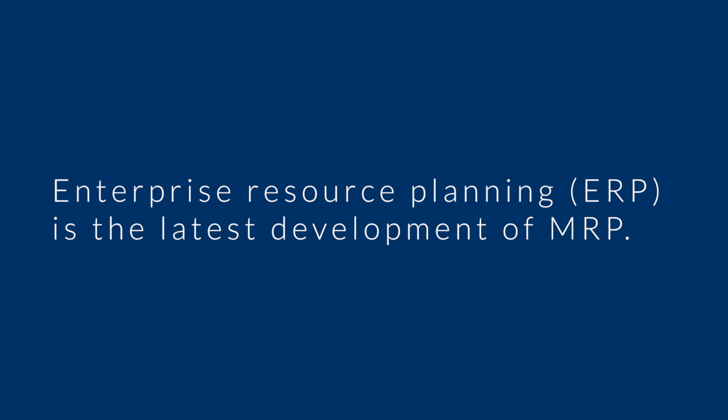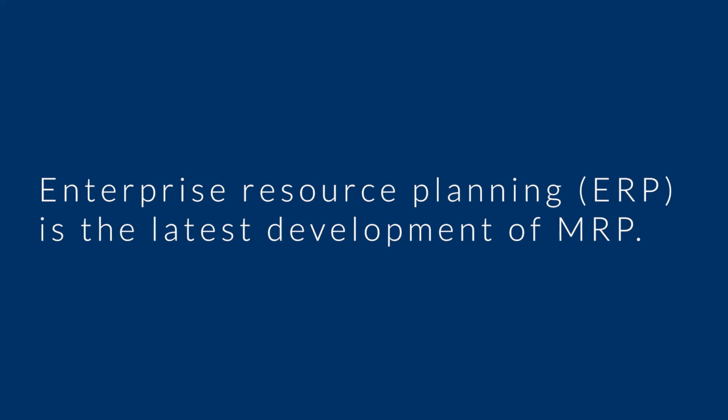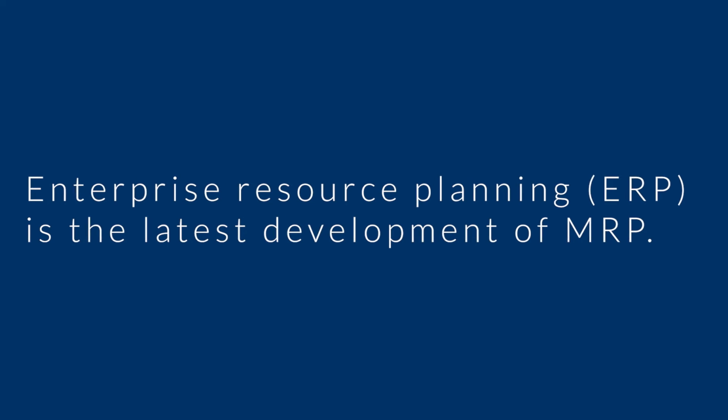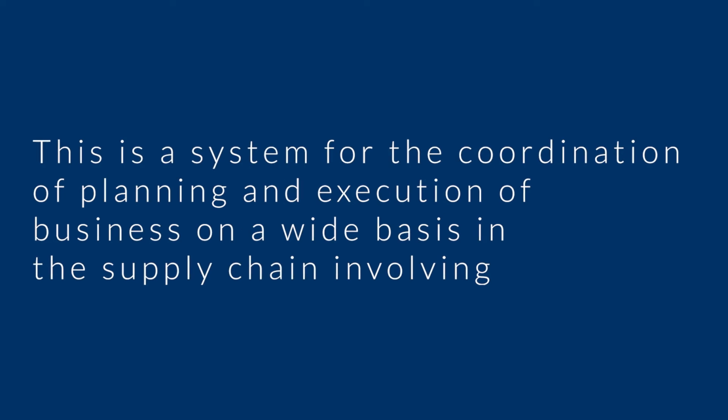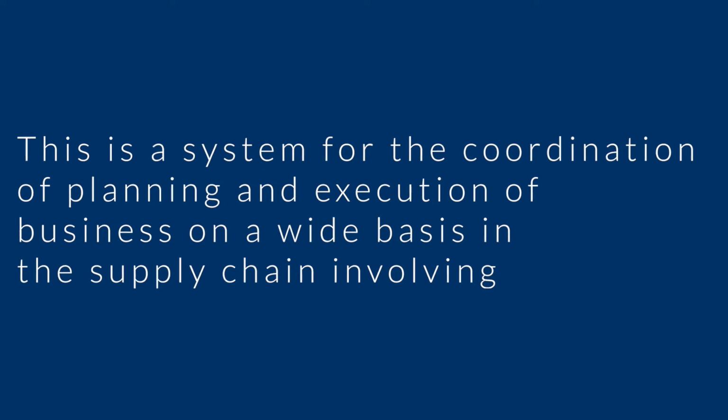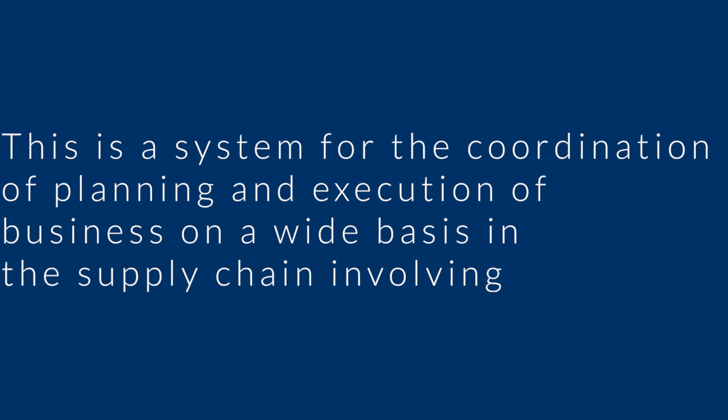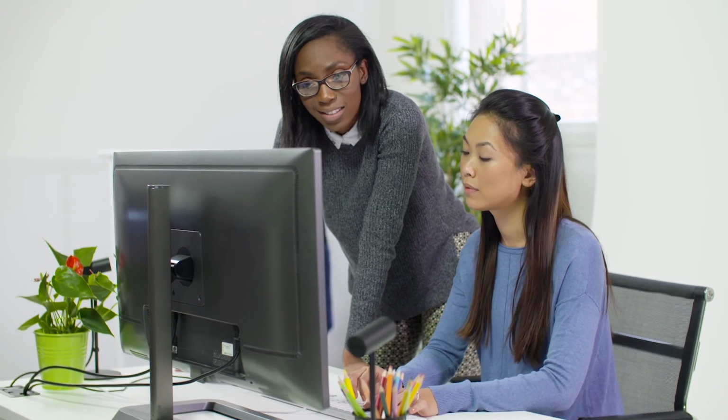Now let's move on to the other technique, or the other system, that can be used when you're managing inventory. In this case, we're talking about enterprise resource planning, that is ERP. So enterprise resource planning is the latest development of MRP. So what exactly is ERP? This is a system for the coordination of planning and the execution of business on a wide basis in the supply chain. So the use of ERP goes beyond supply chain, okay?